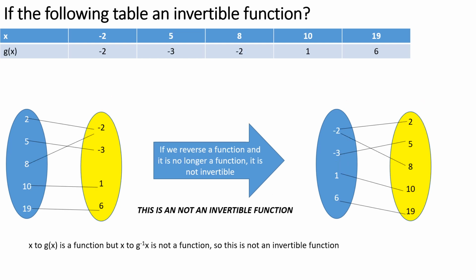Now let's look at this one. Is this an invertible function? Before we go any farther, you can already see the pattern here. While this is a function on the left here, because each input has one output, when I inverse this, that negative 2 is going to go to 5 and 8, and we don't know which one it is. So this is not an invertible function.